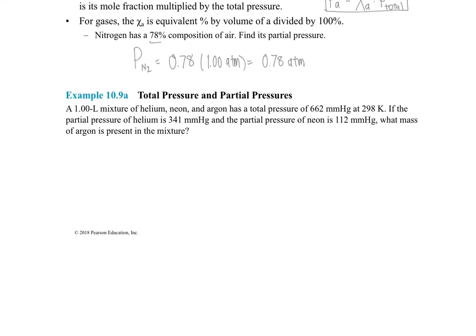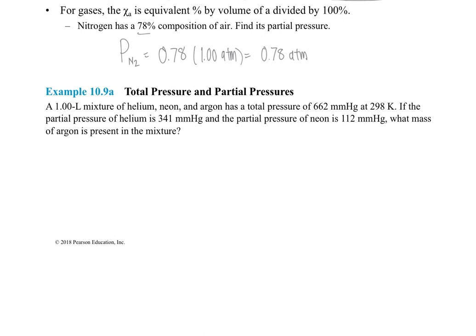If I have a 1 liter mixture of helium, neon, and argon, so helium, neon, and argon has a total pressure of 762 millimeters of mercury.